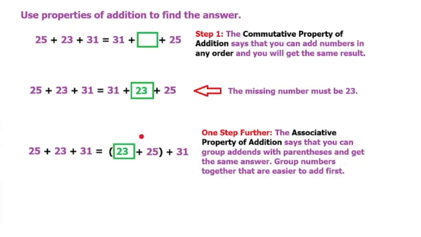So 23 plus 25 is the easiest addition that we could do from this problem, right? We just add 5 plus 3 is 8, then 2 plus 2 is 4. So it's going to be 48 plus 31. And the answer to that is 79.